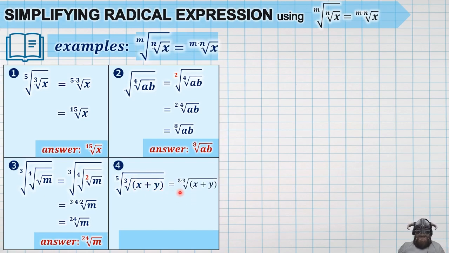So on this, we'll be having 5 times 3. That will be equal to 15. So the final answer will be the 15th root of quantity x plus y. Yan. So yan yung final answer natin.